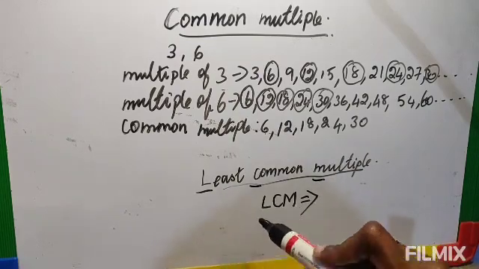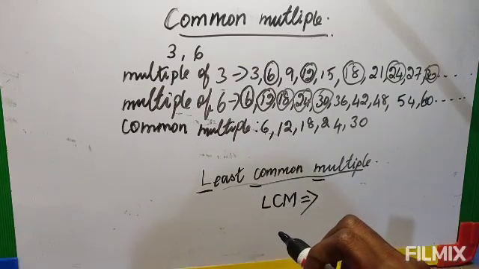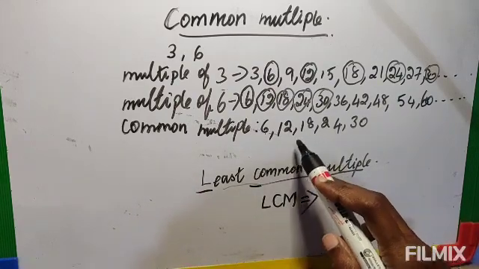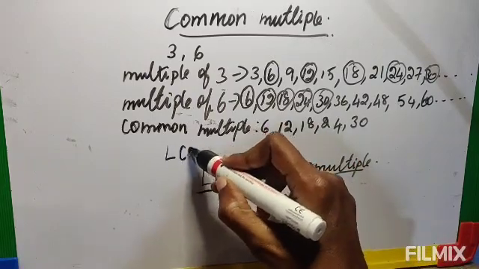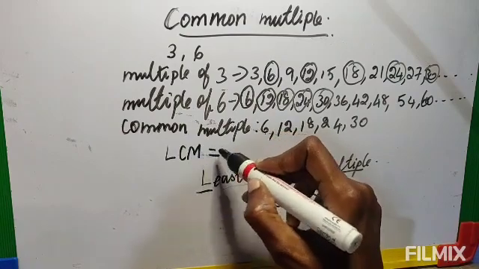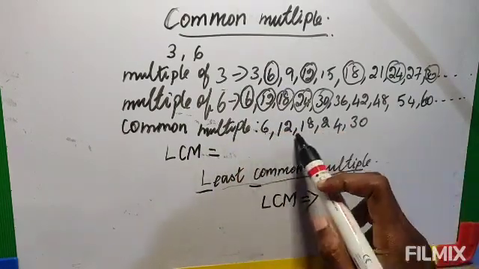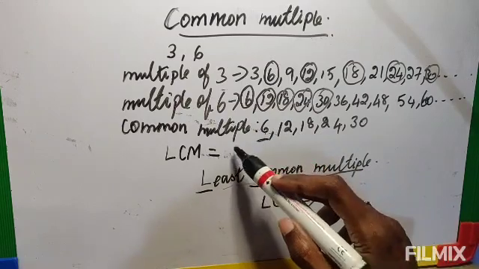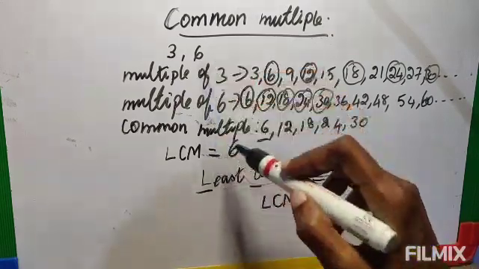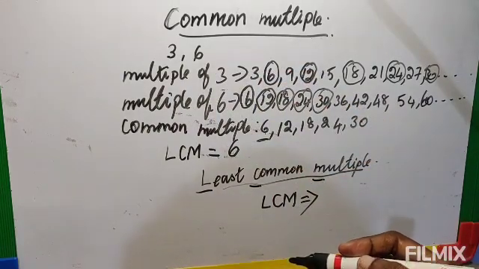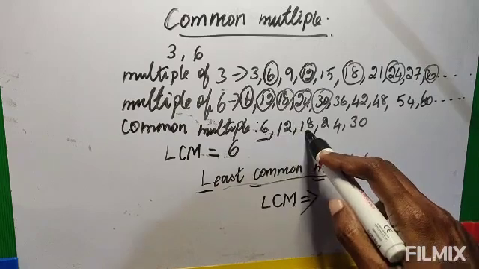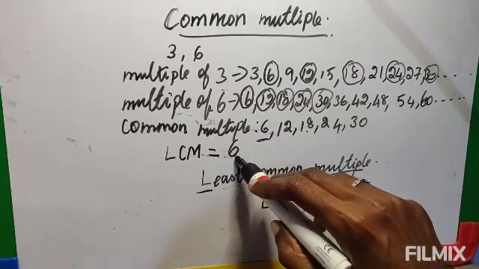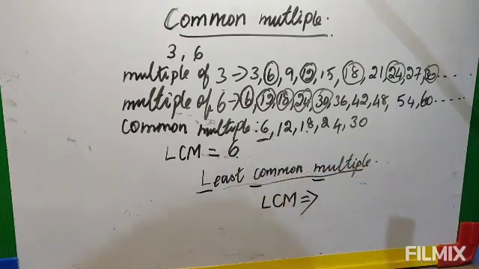Least means small. To find the least common multiple, first you find the common multiples. From these, the smaller one is the least common multiple. Here the smallest is 6. So the LCM of 3 and 6 is 6. This is the way you have to do. If they ask you to find the common multiple, you stop here. If they ask you to find the LCM, then you have to find the smallest number from here and write it. Thank you.